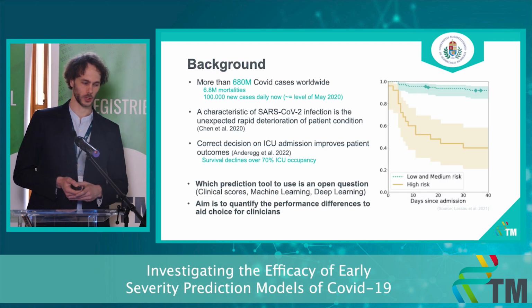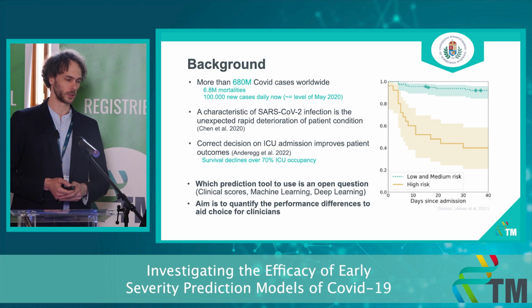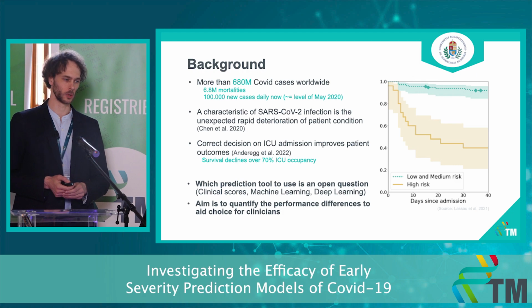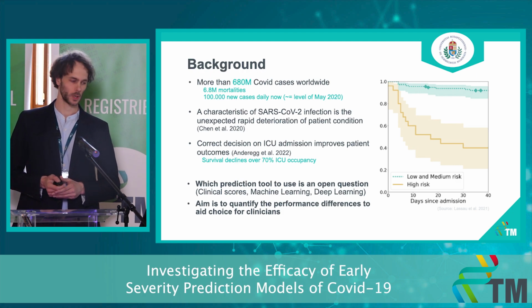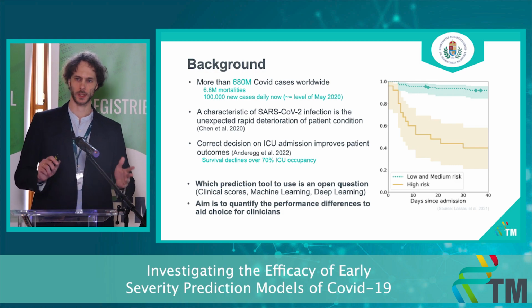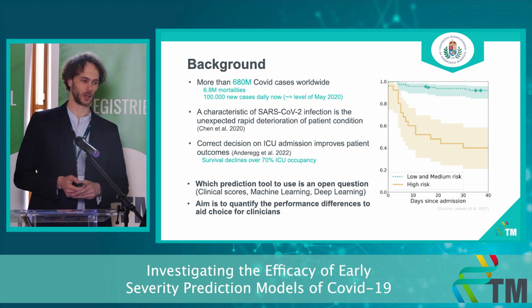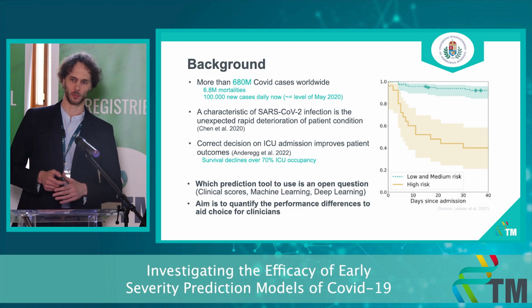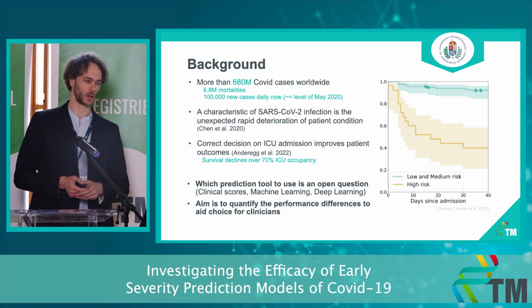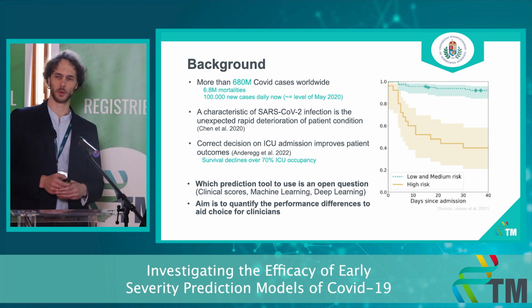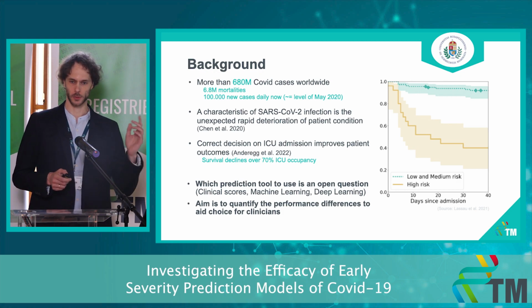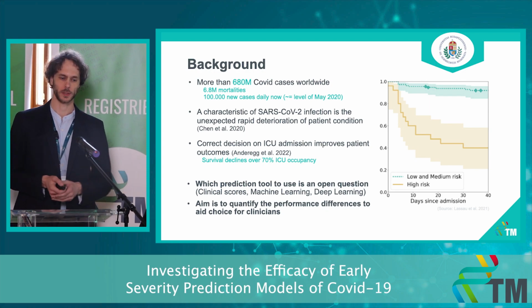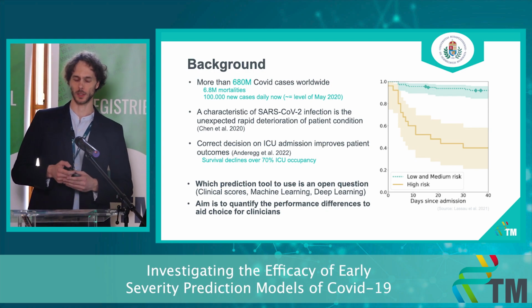So regarding the first project, we all know COVID quite well by now. There were around 680 million cases so far worldwide, with around 6.8 million deaths. And currently, we are seeing around 100,000 new cases each day, which is on the same level as May of 2020. One characteristic of this infection is a sudden deterioration of patient condition, which is illustrated by the figure you see. And so correct and early decision on possible ICU admission is important.